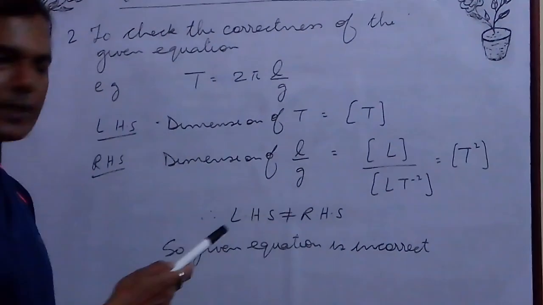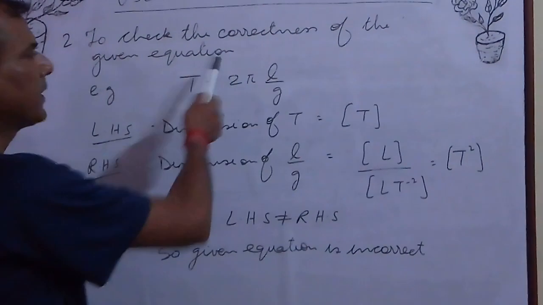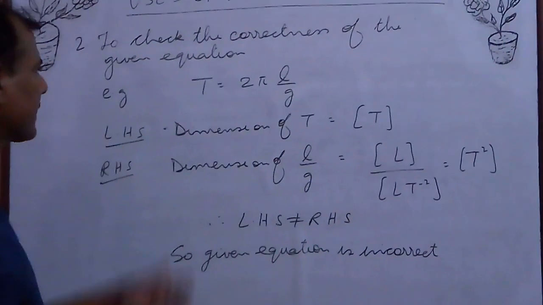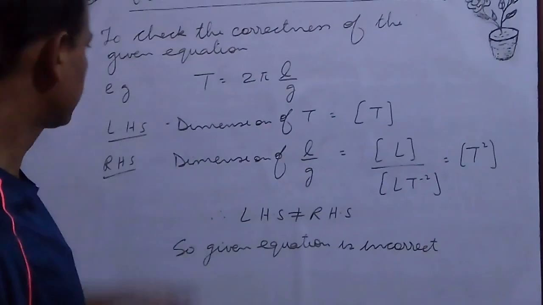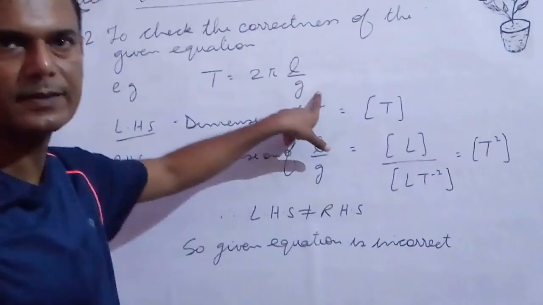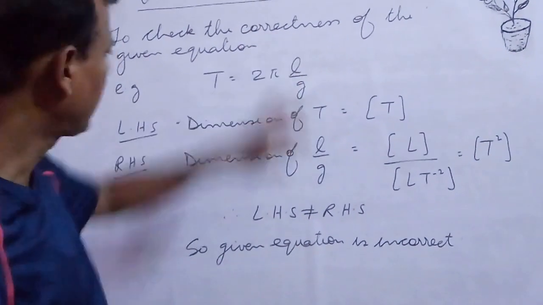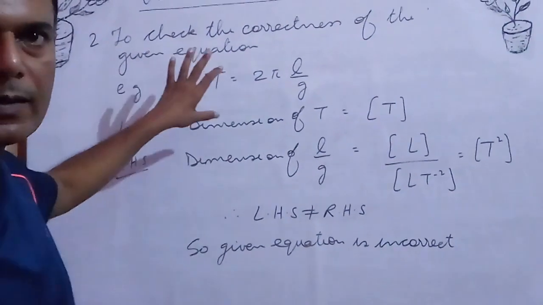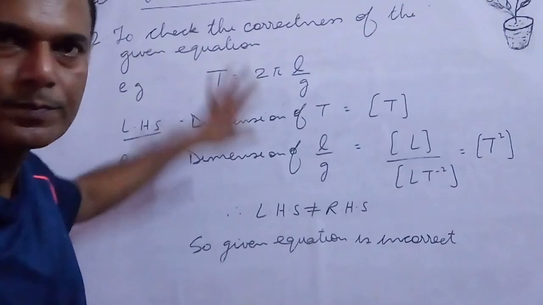Now, the second use is to check the correctness of a given equation. I have taken a simple example. Suppose the time period of a simple pendulum is given as T = 2π√(L/g). This is the example I am taking, and I have to check with the help of dimensions whether the given equation is correct or not.